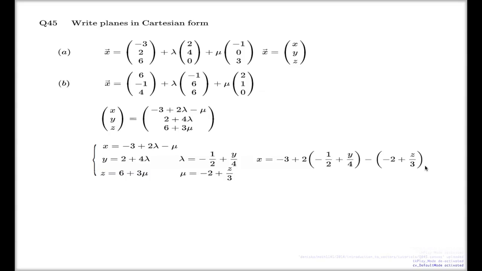You can simplify this, of course. I hope you can. This -3, -1, and +2 together will make -2. You can bring everything to one side. The result of these transformations will be something like this. This is the Cartesian equation for the plane in part A. My coefficient A is 1. My coefficient B is -1/2. My coefficient C is 1/3. My D is 2. And that's all there is to this example.